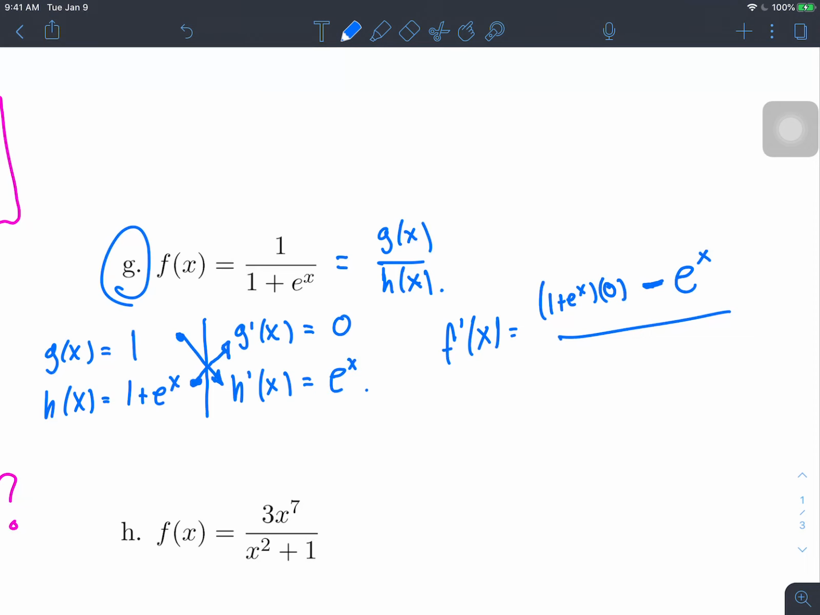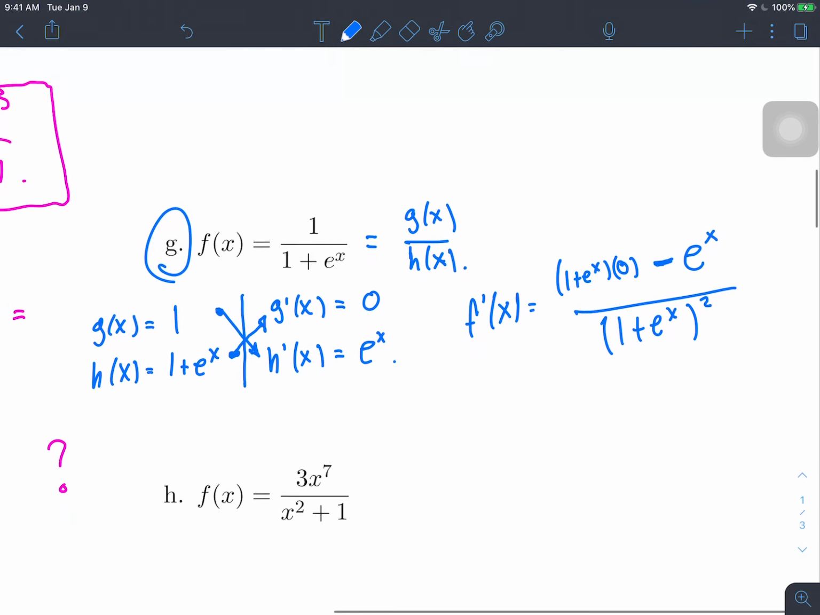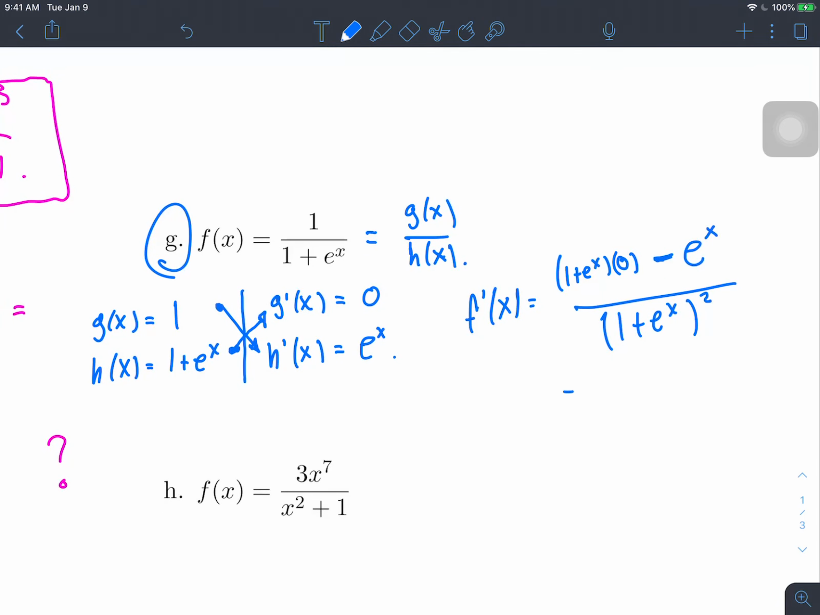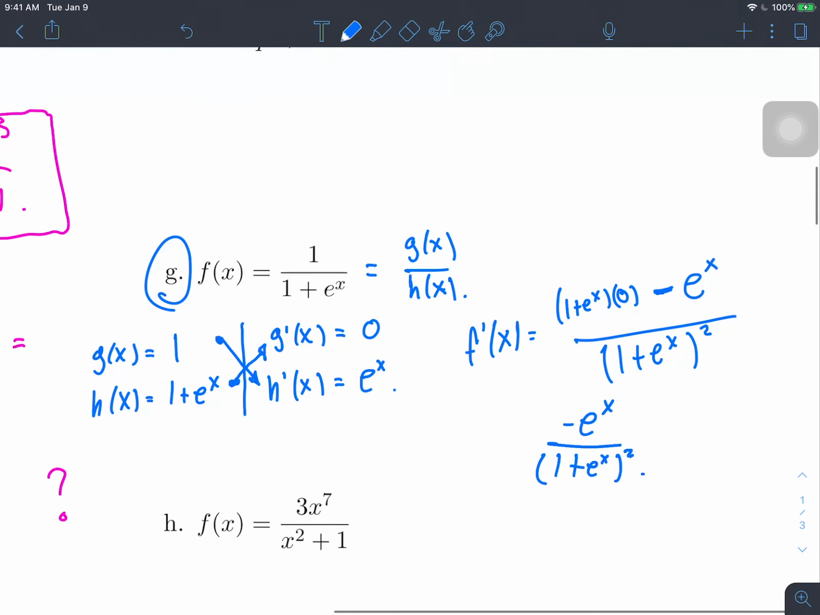1 plus e to the x squared. Yeah, 1 plus e to the x all squared. That's the low squared part, okay? Regular low function and square it. So in the end, we wind up with negative e to the x over 1 plus e to the x squared. So that was our answer.